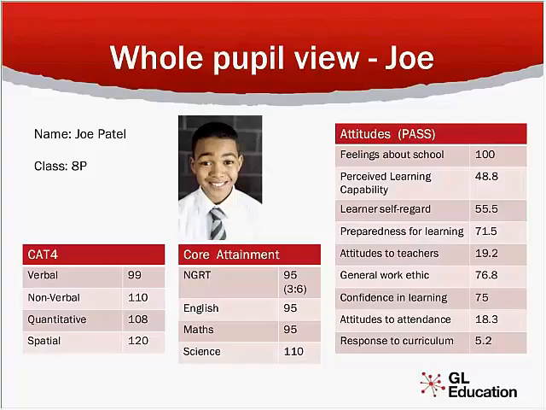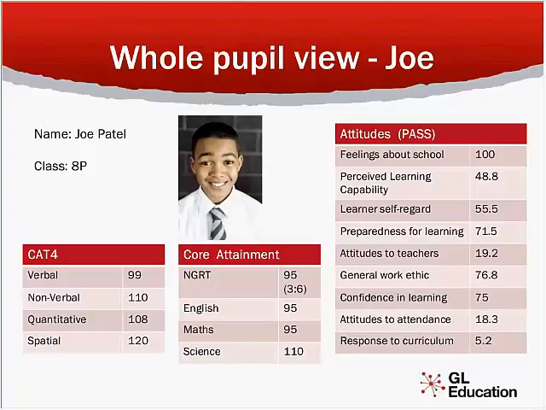His English is, again, broadly in line with his verbal ability, just a little bit below, but 4 standardised age points is not going to be significant. But maths, this is a student who is underachieving. So Joe's quantitative score was 108, but his maths attainment score is 95. So there's certainly something there that needs investigating because Joe is not reaching his full potential.